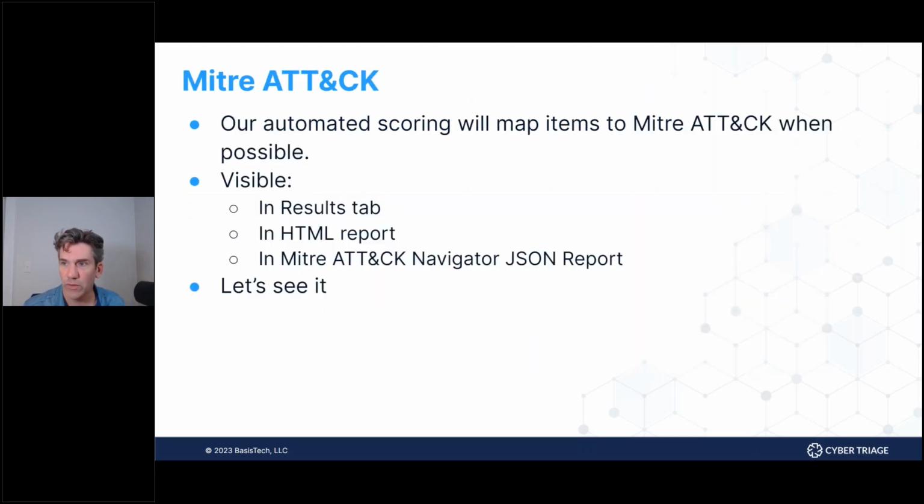Third major feature we will talk about here today is Mitre ATT&CK. So as of 3.7 now, our automated scoring will now map items back to a Mitre ATT&CK category whenever possible, or a taxonomy, whichever phrase is the relevant one here. So you'll see this in a few places. One is in the results tab, where it'll now map back to which Mitre ATT&CK category it is. The HTML report will show it, and you can export the data in the Mitre ATT&CK Navigator JSON format to then import into the Mitre ATT&CK Navigator if you use that.